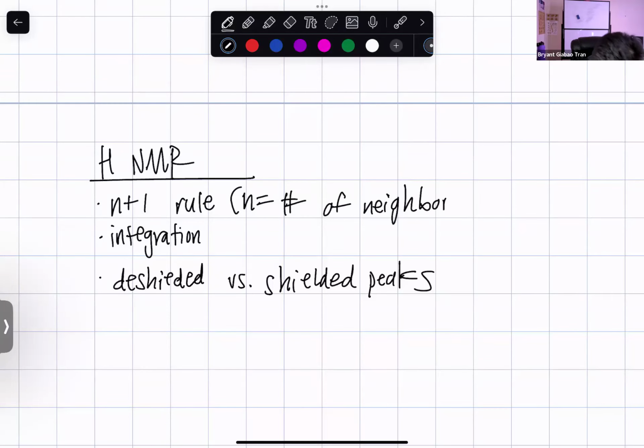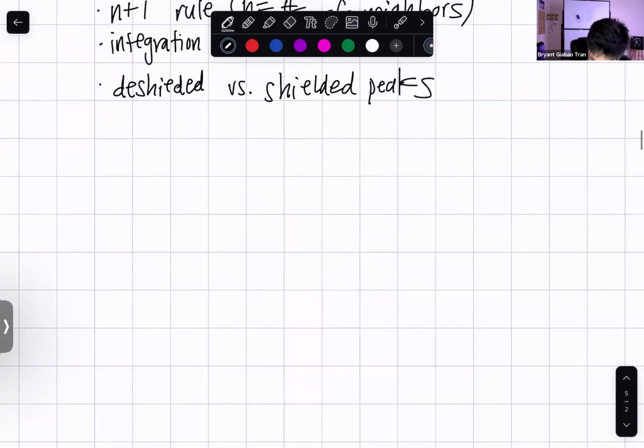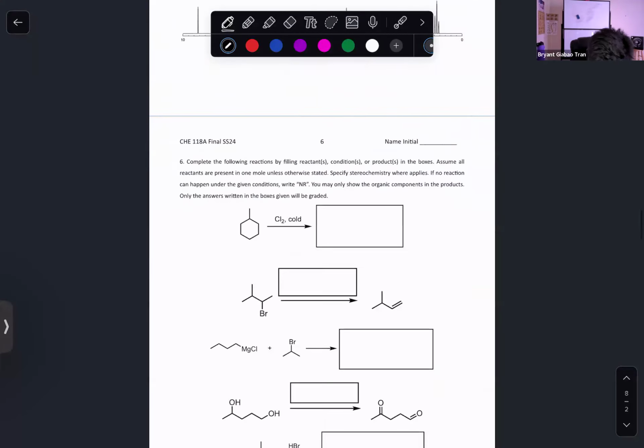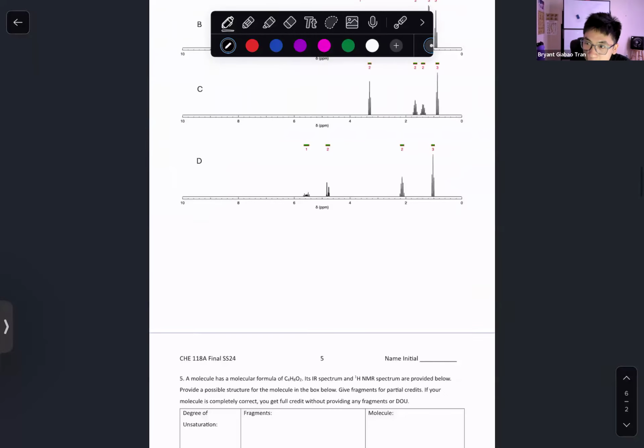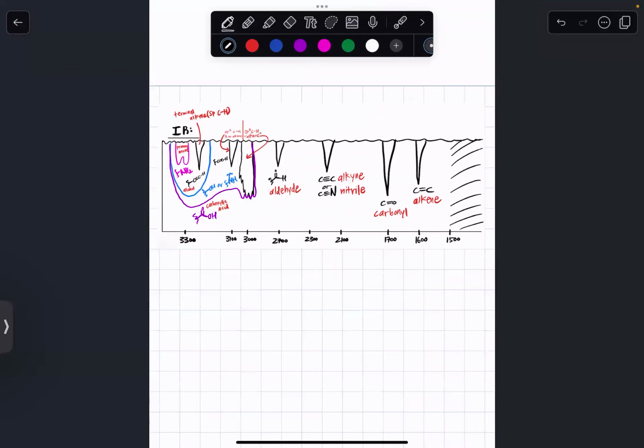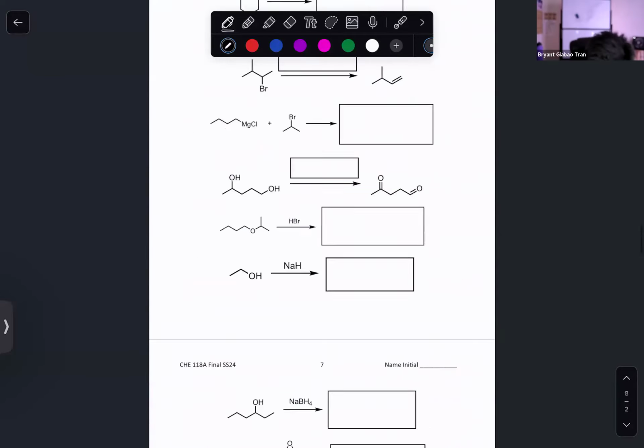Does he tell you to draw out the molecule given the HNMR graph and IR, or does he give you the IR and NMR already, and then you have to determine what structure you have? Right. Okay. Well, let's go right here.